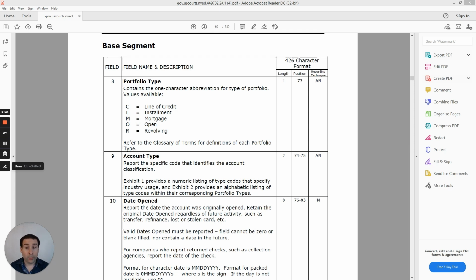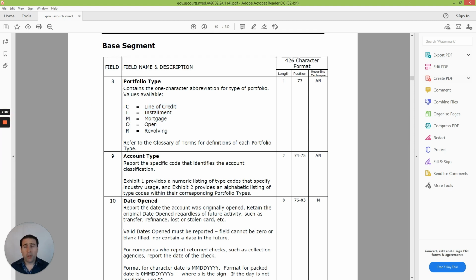Well, a credit card here would be a revolving, a mortgage would be a mortgage. A lot of times we don't actually see the portfolio type on the credit reports, which is clearly inconsistent and also inaccurate when we look at all the different ways here in this course for Metro 2, where their own industry standard requires maximum accurate reporting. The 5 portfolio types listed here are line of credit, installment, mortgage, open, and revolving.